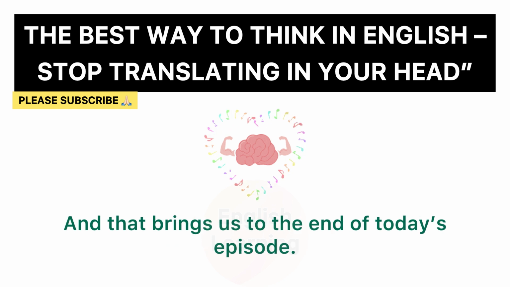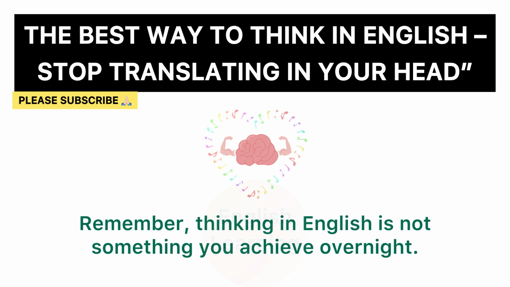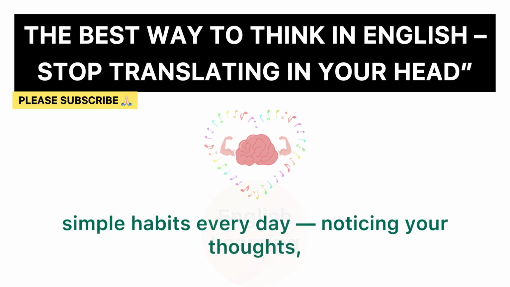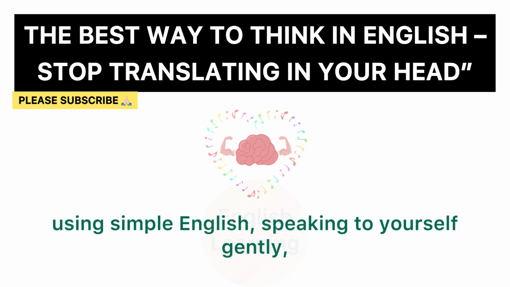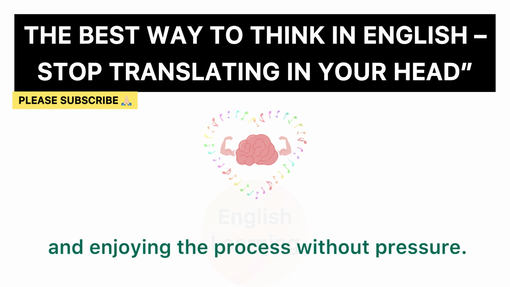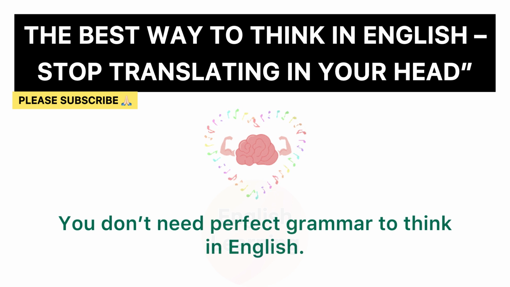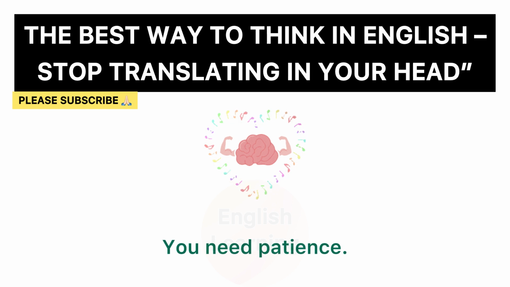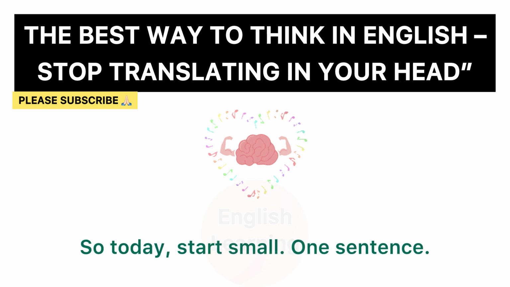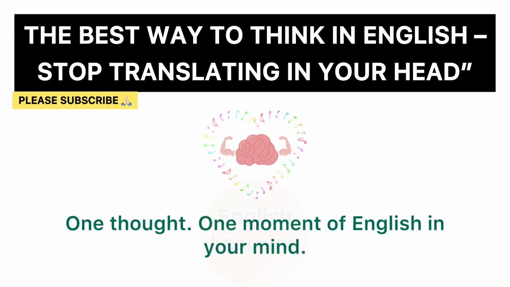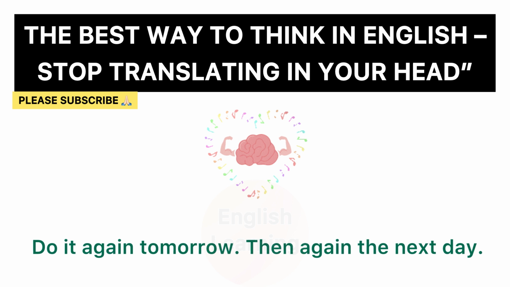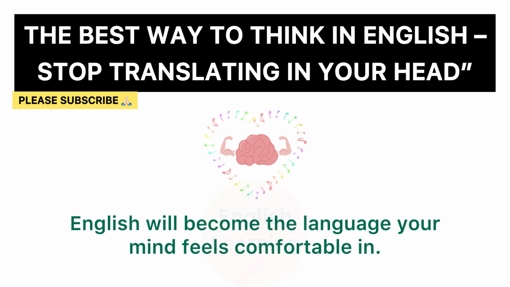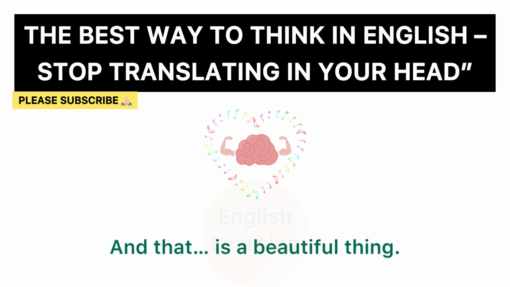And that brings us to the end of today's episode. Remember, thinking in English is not something you achieve overnight. It's not about forcing, it's about building small, simple habits every day, noticing your thoughts, using simple English, speaking to yourself gently, and enjoying the process without pressure. You don't need perfect grammar to think in English. You don't need long words. You just need consistency. You need patience. You need belief in yourself. So today start small, one sentence, one thought, one moment of English in your mind. Do it again tomorrow, then again the next day. And soon, you won't need to translate anymore. English will become the language your mind feels comfortable in. And that is a beautiful thing.